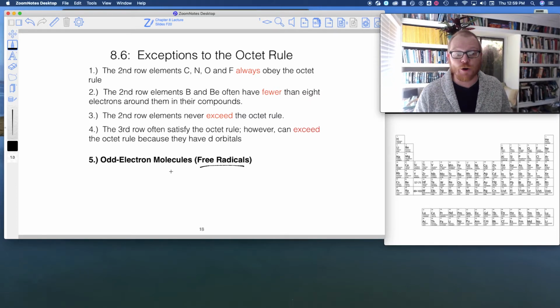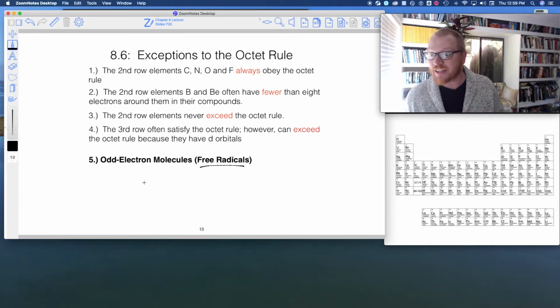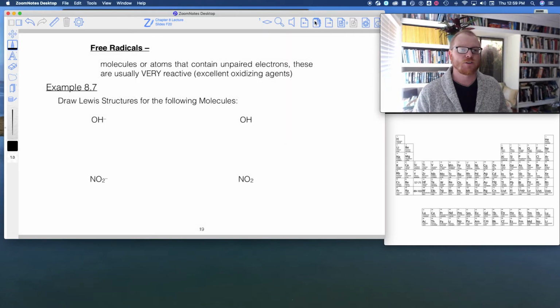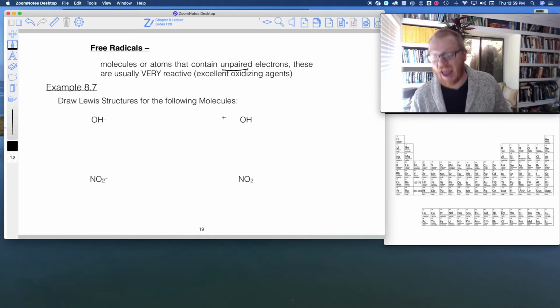And yes, if you've heard, I always think of the Palm Wow commercials or the orange juice commercials. This fights antioxidizing free radicals. They're talking about odd electron molecules, okay? So, a free radical is a molecule or an atom that contains unpaired electrons. That means they're very reactive.